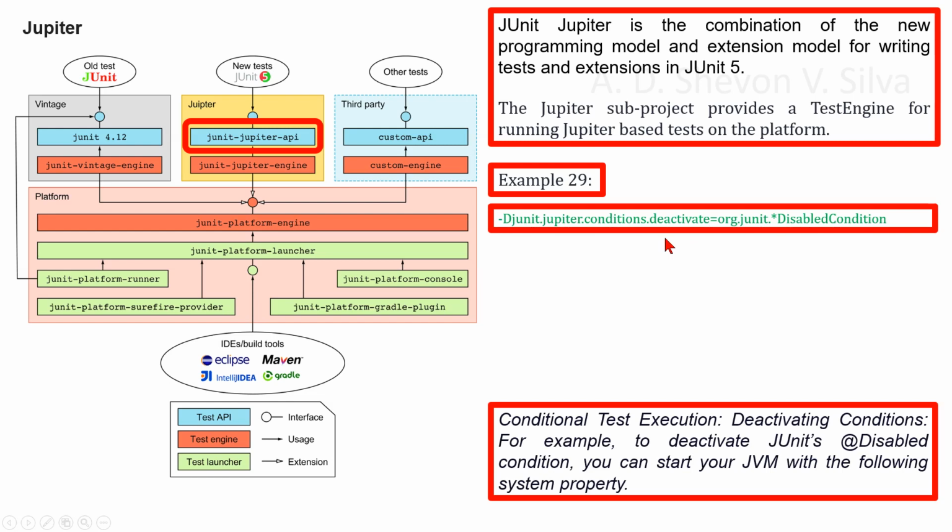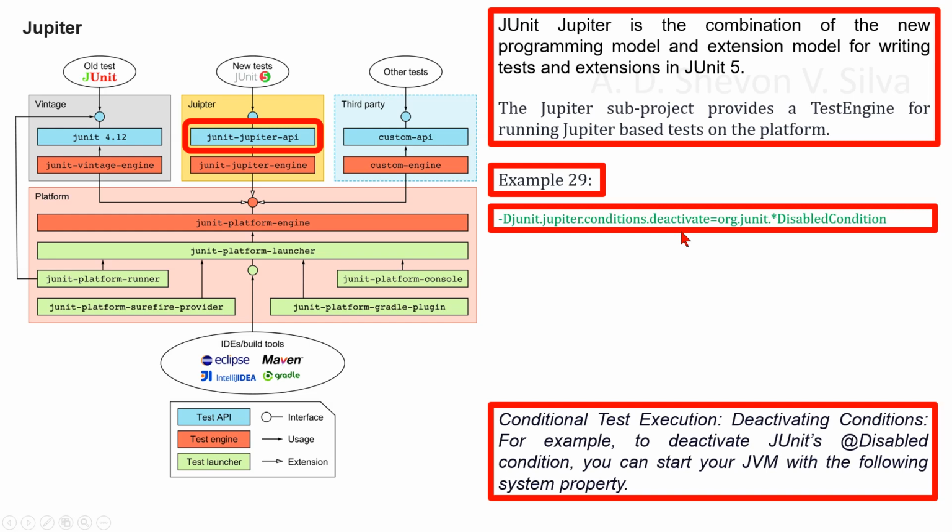Sometimes it can be useful to run the test suite without certain conditions being active. For example, you may wish to run tests even if they are annotated with @Disabled in order to see if they are still broken. To do this, provide a pattern for the junit.jupiter.conditions.deactivate configuration parameter to specify which conditions should be deactivated, that is, not evaluated for the current test run.